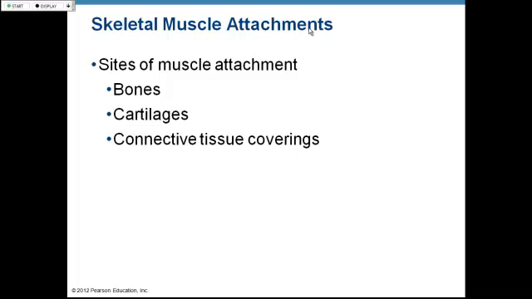Skeletal muscle attachments. Sites of muscle attachments can be on bones, cartilages, and connective tissues. When muscle attaches to another muscle, it's going to do so through the connective tissue coverings, the epimysium.